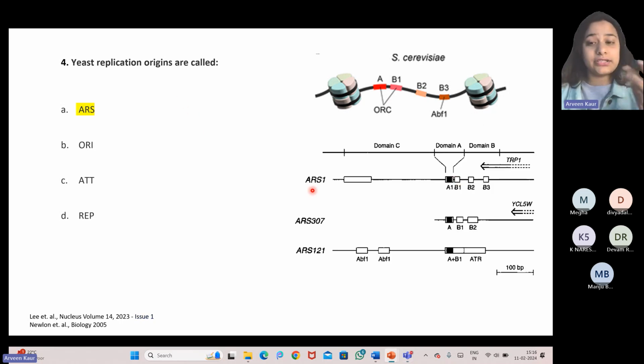So there are different kinds of ARS again. What will these kinds of ARS depend on? They will basically depend on what all subunits of A and B type are present in this particular ARS or replication origin, right? So based on that, there are different kinds of ARS also present in yeast.